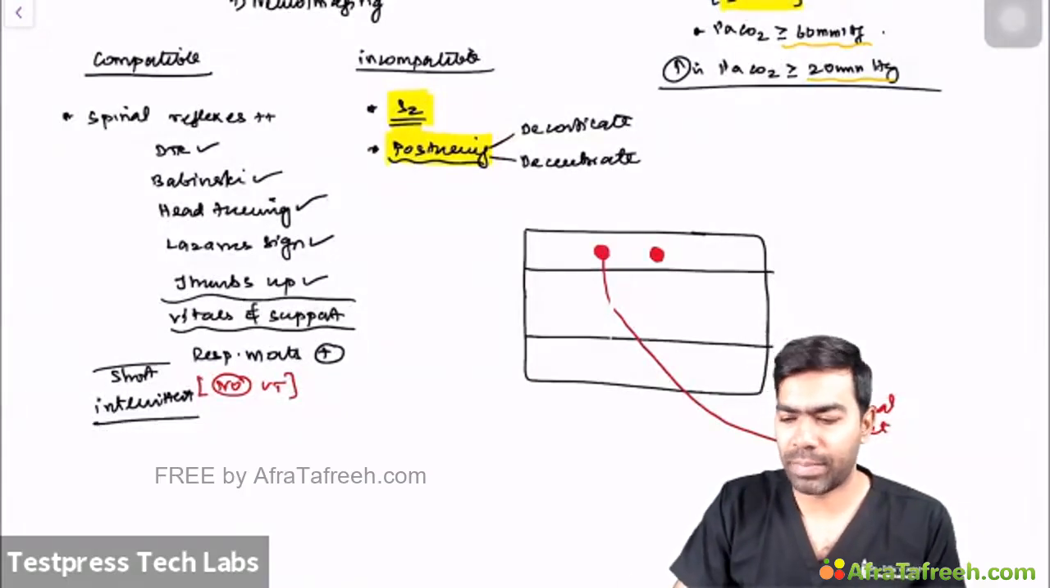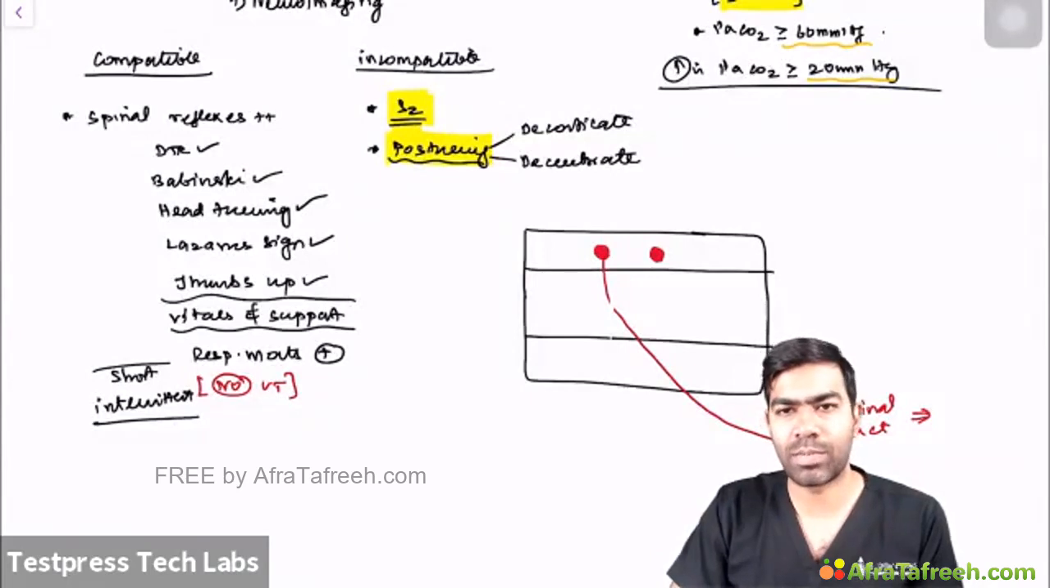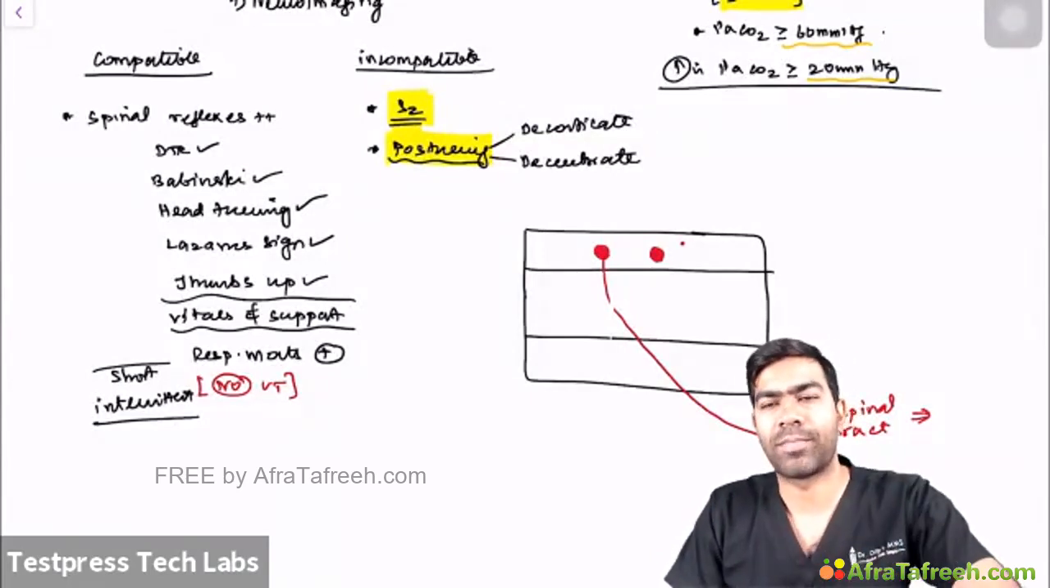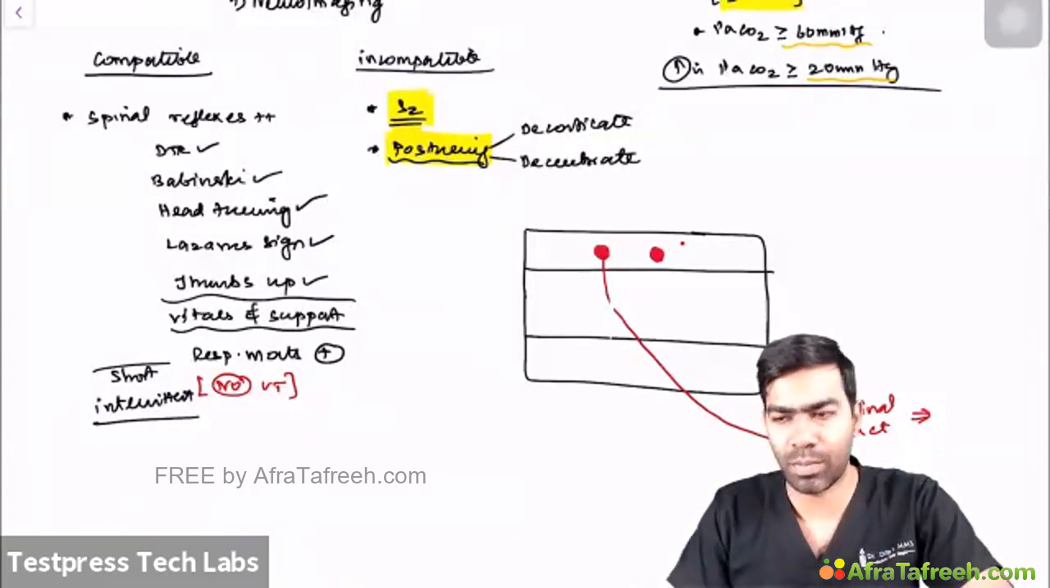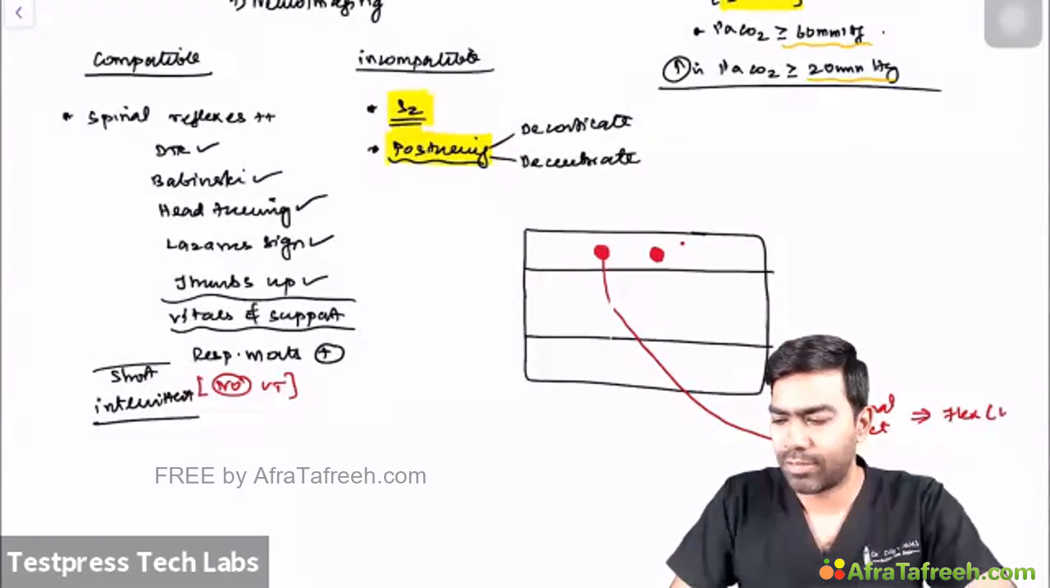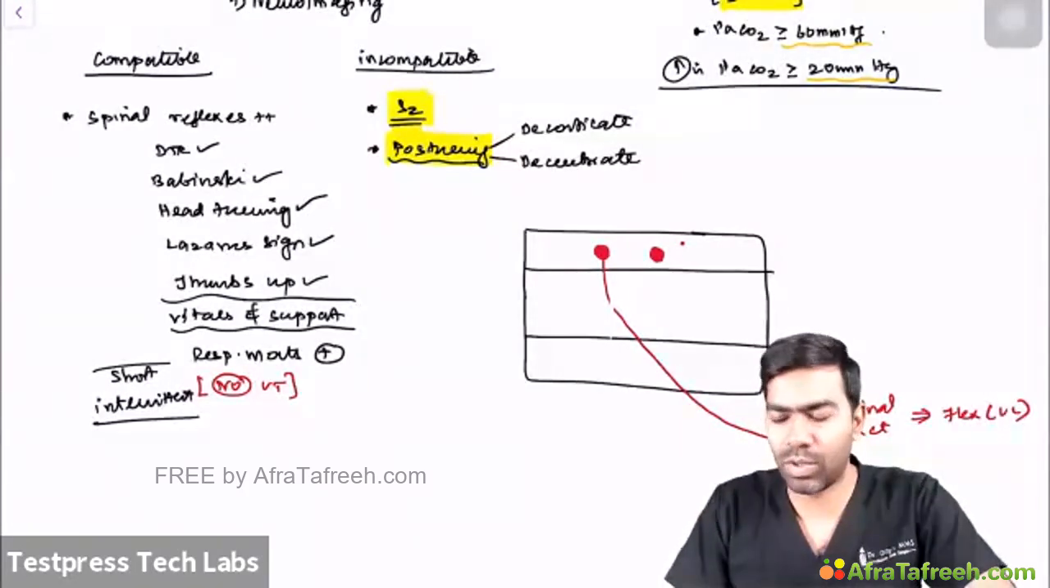So what is the main function of the rubrospinal tract? Basically, the rubrospinal tract is an extrapyramidal tract. They're basically trying to flex the limbs, especially the upper limb. Flexion of the upper limb is the most important aspect of the rubrospinal tract. It can flex the lower limbs to an extent, but flexion of the upper limbs is the most important.